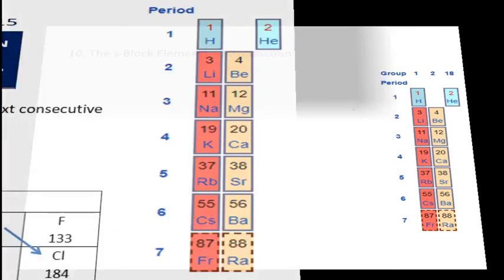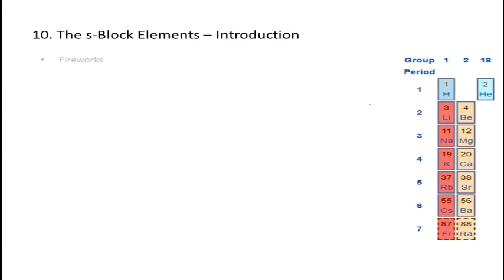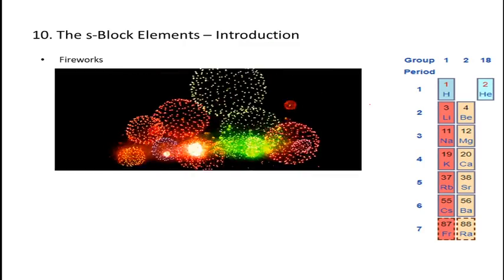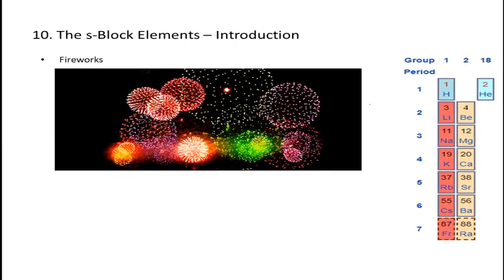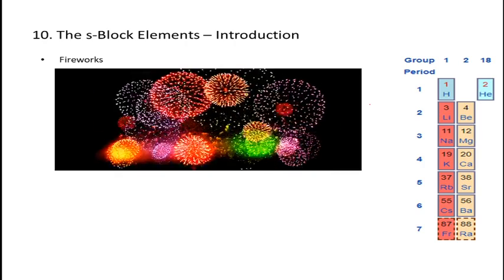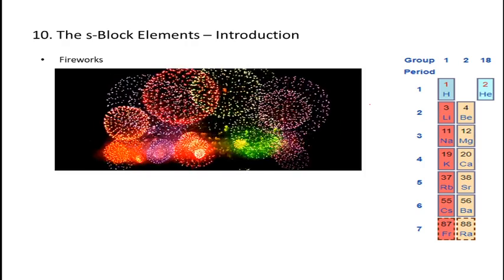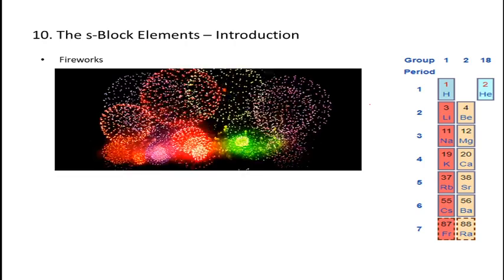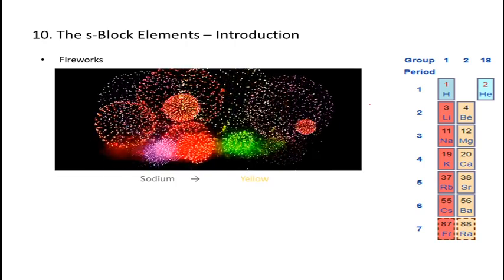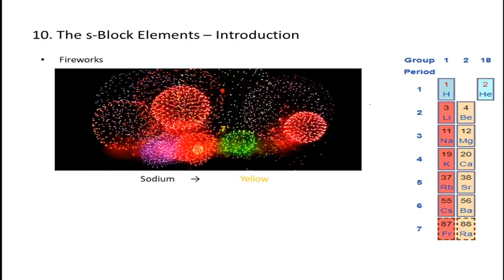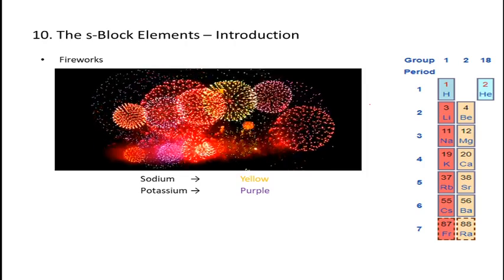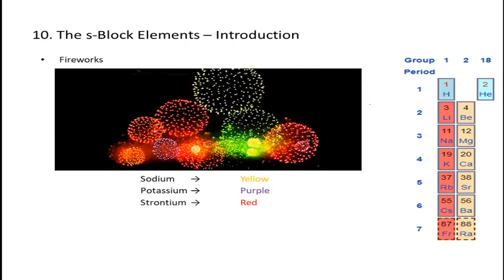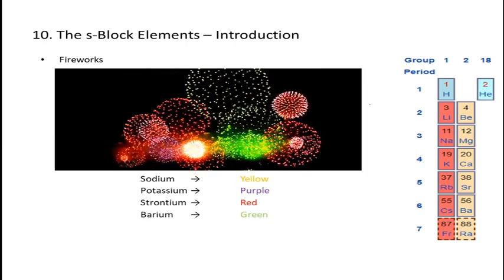One of the major uses of salts of S block elements is in the manufacturing of firecrackers. We love to burst firecrackers and S block metals are highly famous for being used in them. Their salts impart characteristic color to an oxidizing flame. For example, when you burn sodium salt, it gives you a yellowish flame. Potassium gives a purple colored flame, strontium gives a red colored flame, and barium gives a green colored flame.